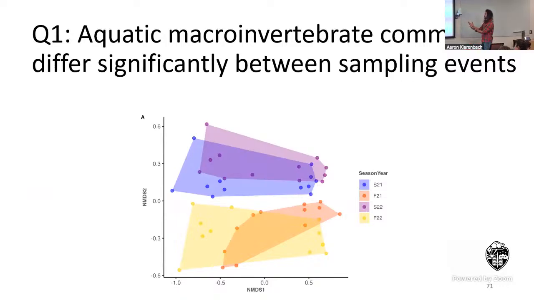So we do see that communities differ significantly on the NMDS ordination. So we have spring 21 in blue, so this is pre-flood. We have fall 21 in orange here, spring of 22 in this purple color, and fall 22 in yellow color. And so the pattern that I think pops out immediately for probably most people, as it did to me, was that of seasonality. So we see the spring samples grouped together as well as the fall samples kind of grouped together. So if there is a pattern here because of the flood, we might have some seasonality that's obscuring it.